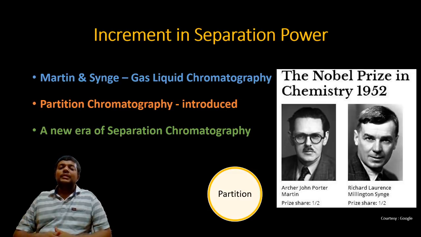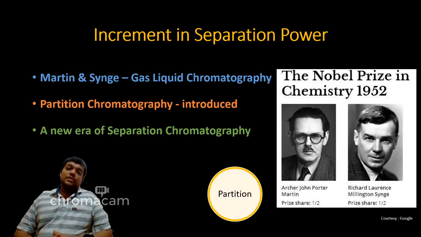Mikhail Tswett, pioneer in chromatography, came up with an excellent experiment. But two extraordinary scientists, Martin and Synge, came up with gas liquid chromatography. The Nobel Prize in Chemistry in 1952 was jointly received by Archer John Porter Martin and Richard Synge for the development of gas liquid chromatography. Gas liquid chromatography, when it came in the 1950s, '52, was the first chromatography technique that used partition chromatography, or rather to say the phenomenon of partition.